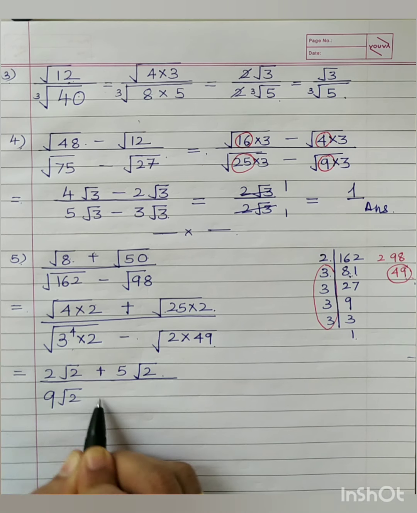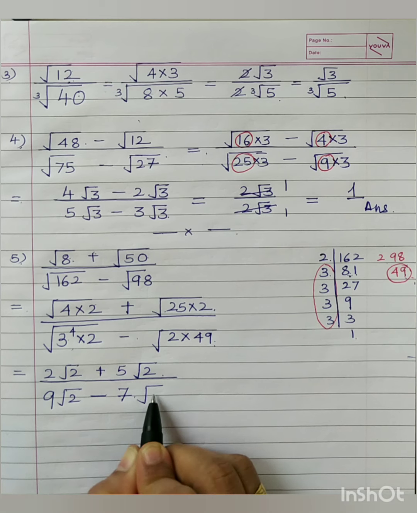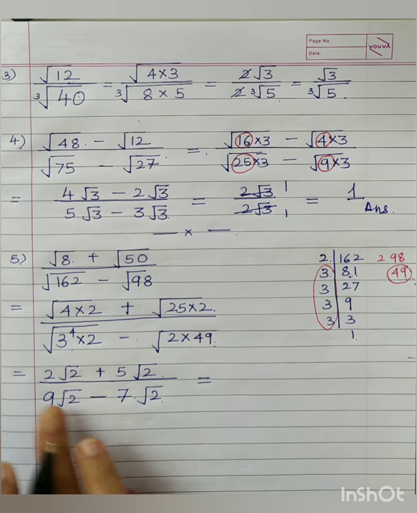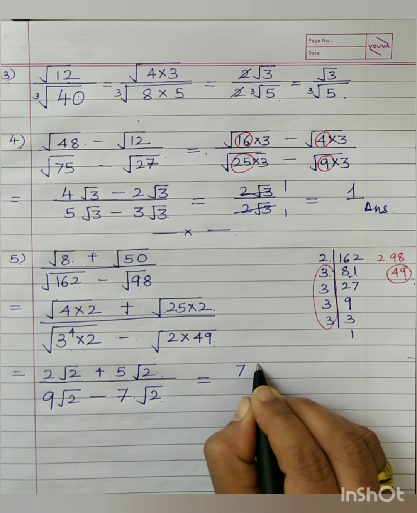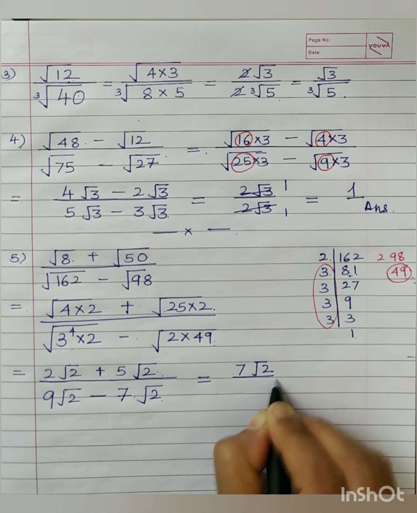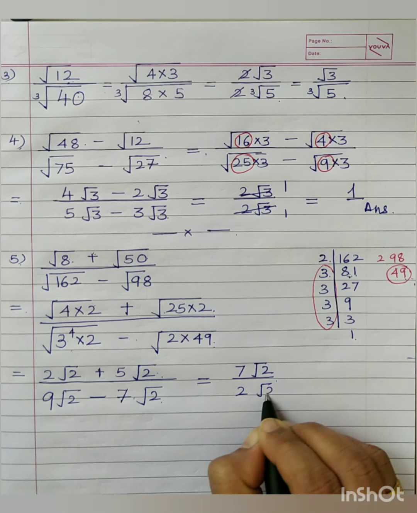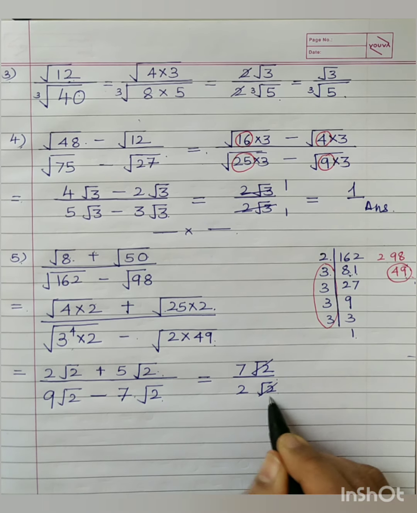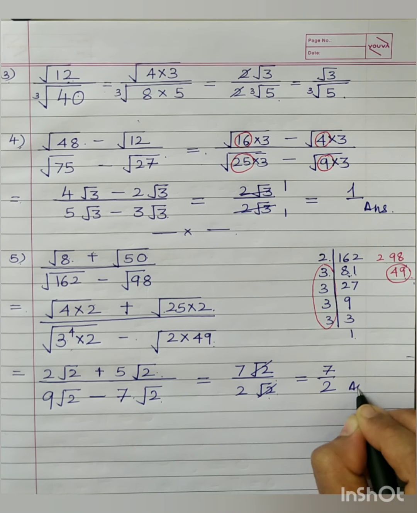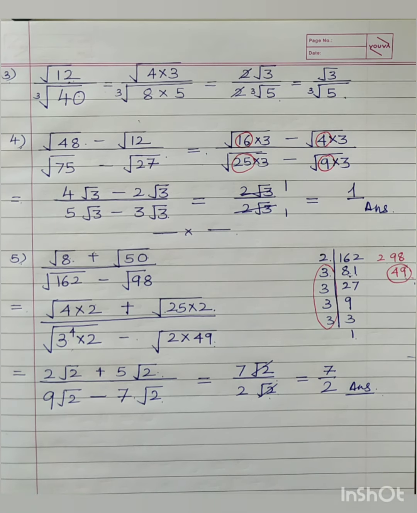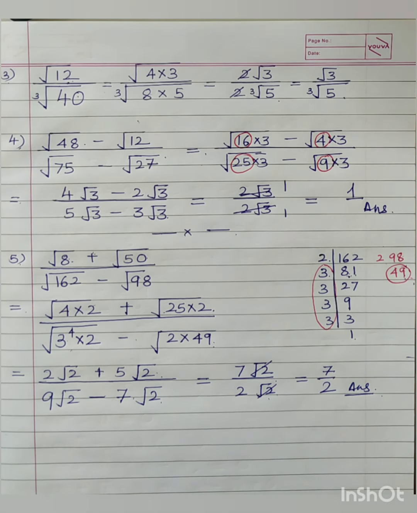So 9 root 2 minus, here what comes out, children? 7. 7 root 2. So 2 root 2 plus 5 root 2. Now we can add like surds. So what will you be writing here? 7 root 2. Here 9 root 2 minus 7 root 2. What is the answer? 2 root 2. Now what can be simplified here is root 2. So what is the answer? 7 upon 2. You need to practice similar kinds of sums. All basics of surds should be very clear to you, and then you will find it very easy. Okay.